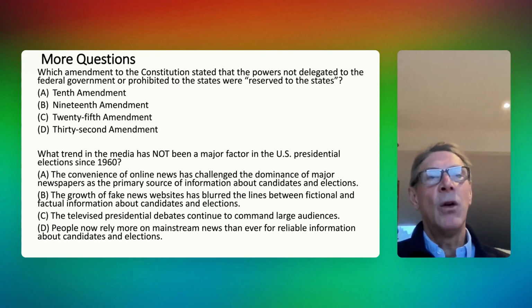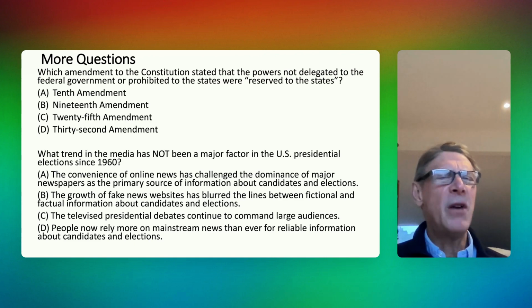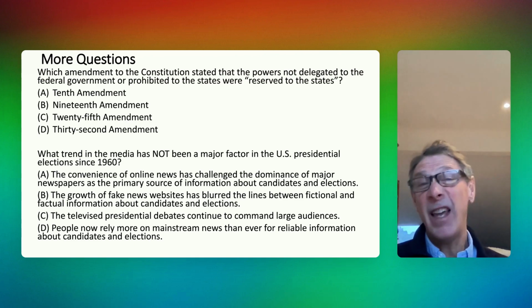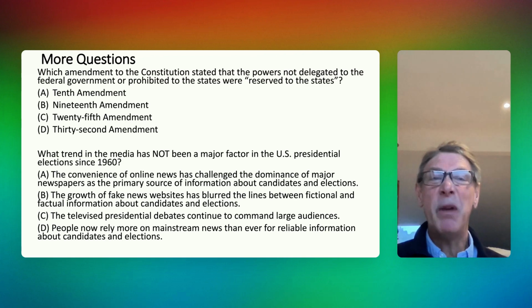C, the televised presidential debates continue to command large audiences. Well, we're not Americans. We don't know this in detail. It sounds like it could be true.